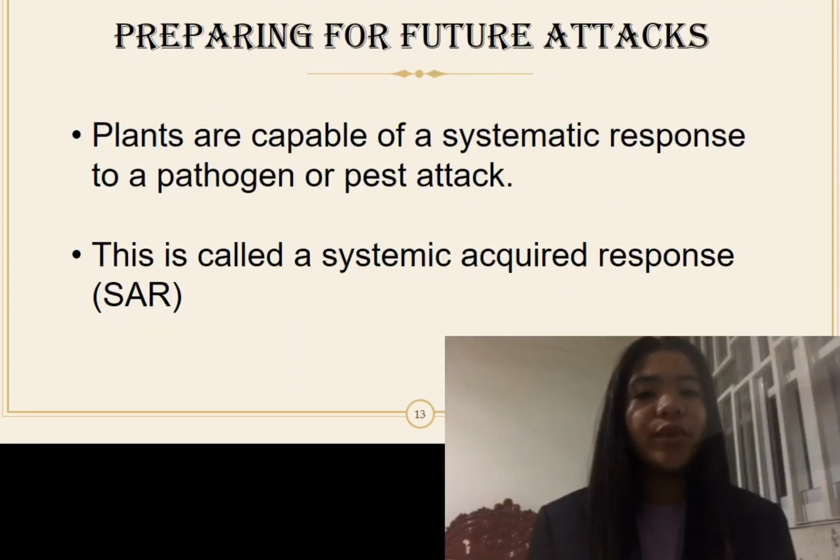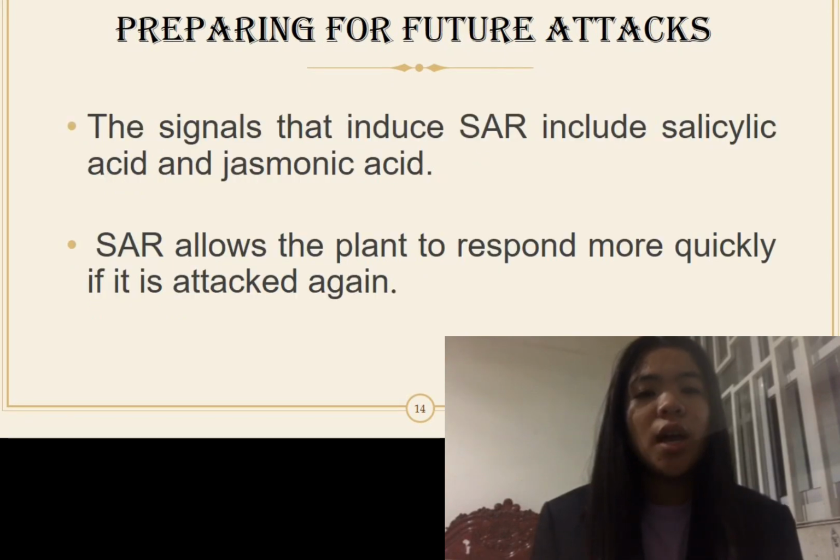In preparing for future attacks, plants are capable of a systemic response to a pathogen or pest attack. This is called systemic acquired resistance, or SAR, and the signals that induce SAR include salicylic acid and jasmonic acid. SAR allows the plant to respond more quickly if disease attacks again.